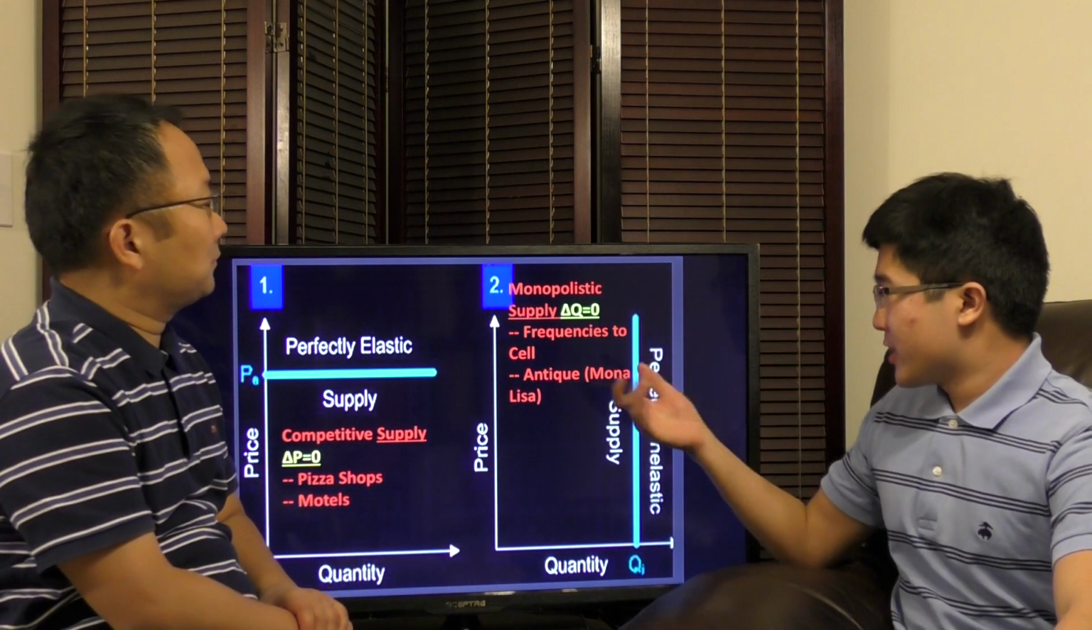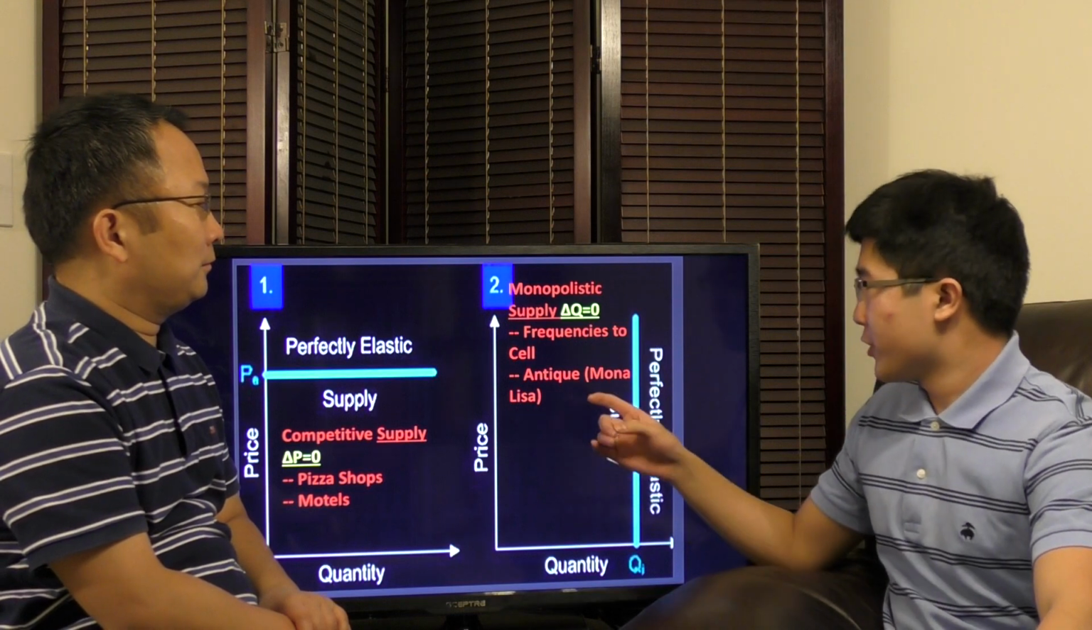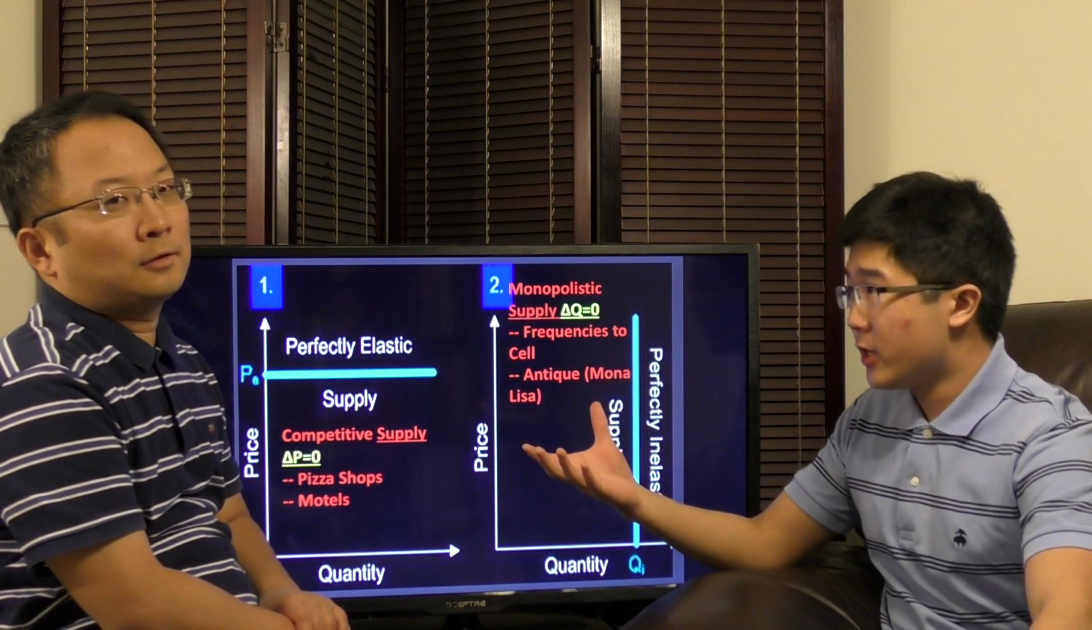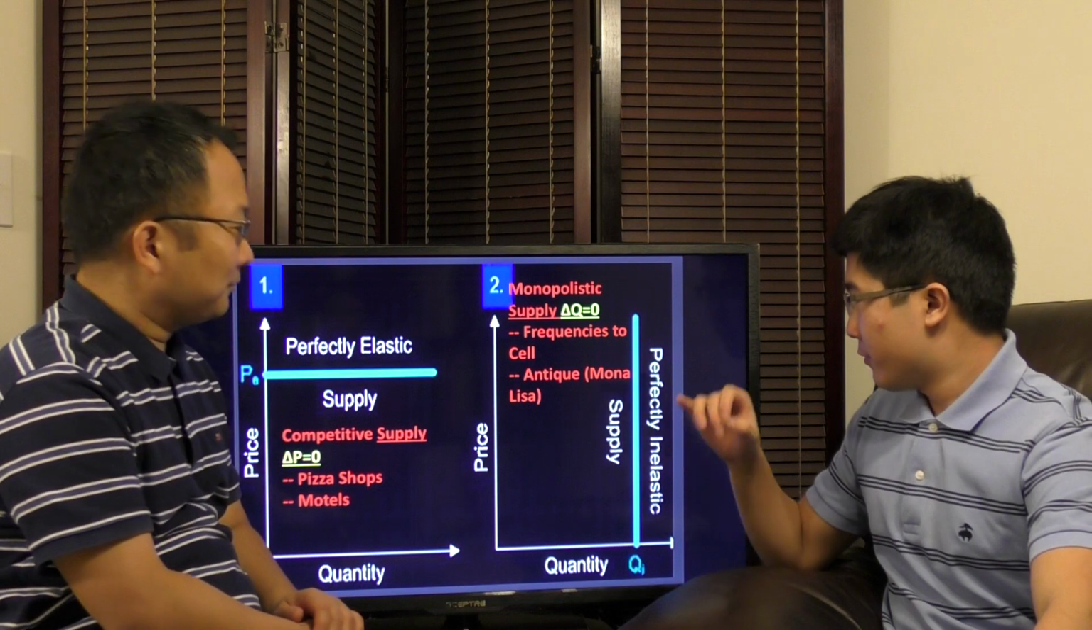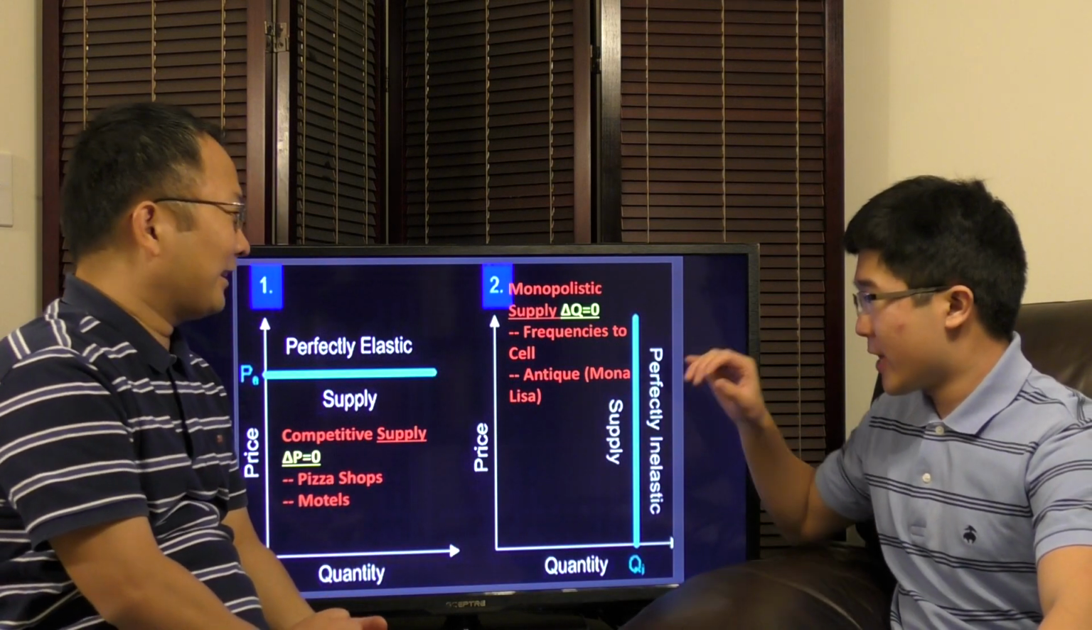And the monopolistic supply is the exact opposite. Competition is limited to none. For instance, the frequencies of cell towers are controlled by the government. It's a public utility. So there's only one producer, or one regulator at least, and so the quantity is fixed instead of price.